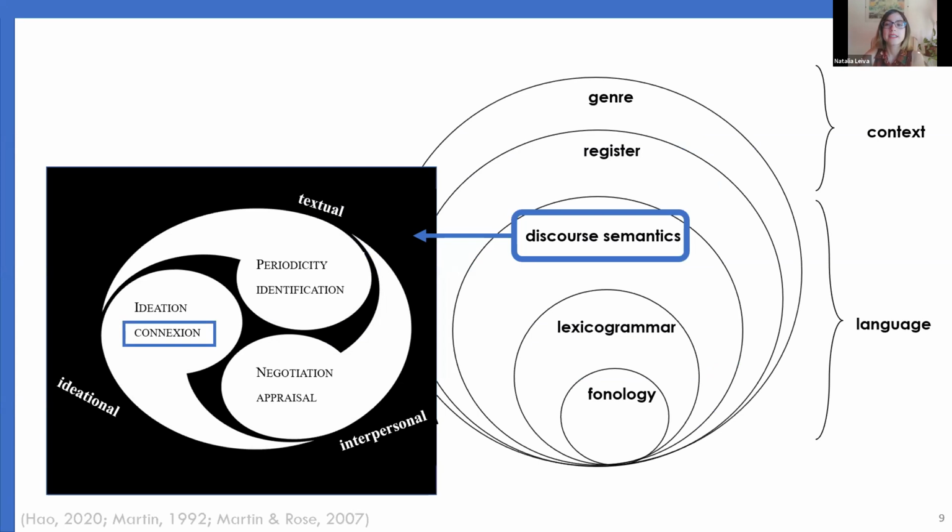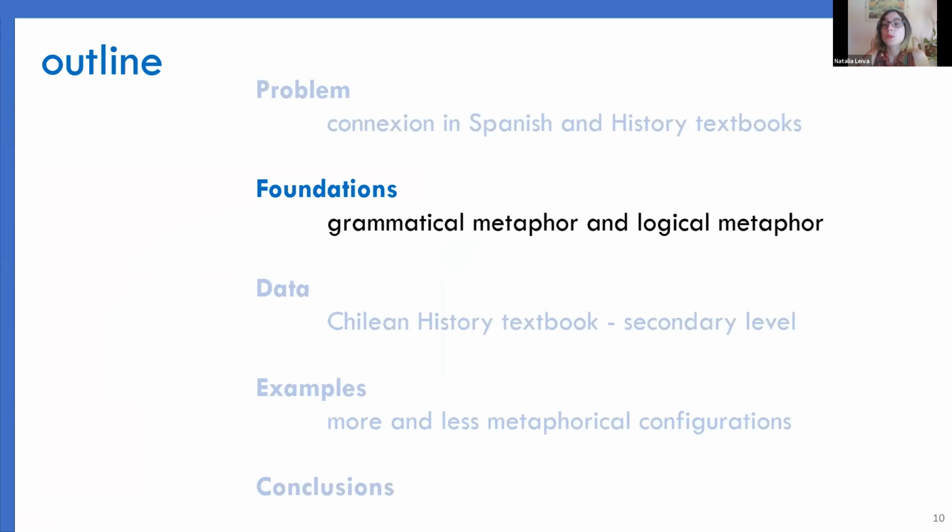So building on these latest descriptions, this study offers a detailed analysis of metaphorical realization of external connection in Spanish, providing a systematic treatment of the relations and tensions between strata. This involves reflecting on the interactions between the system of connection and other discourse semantic systems as, for example, appraisal and periodicity. Let's move on to the main foundations that inform this study.